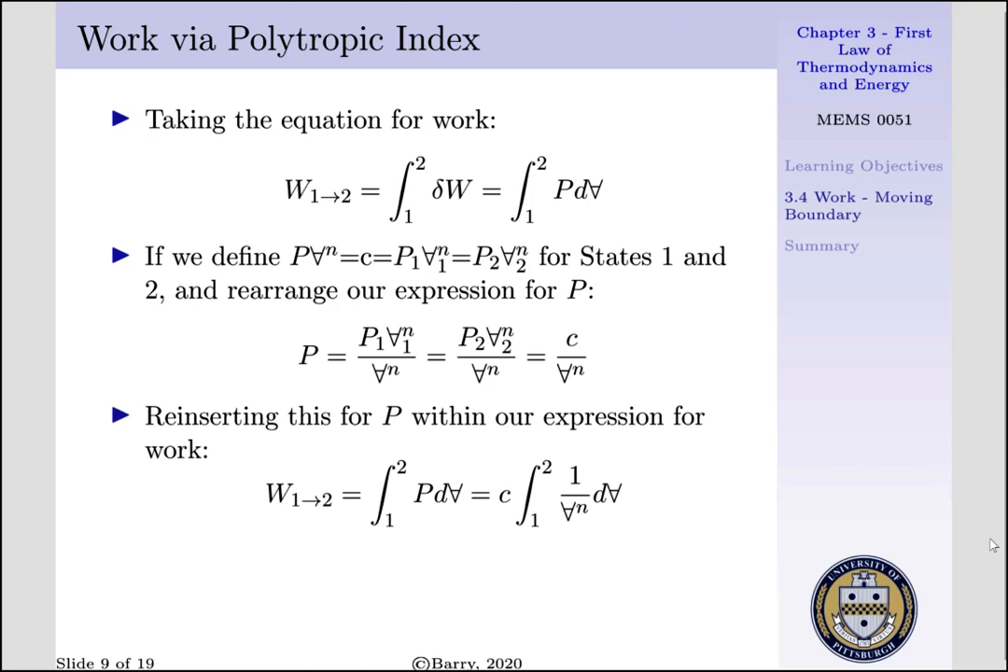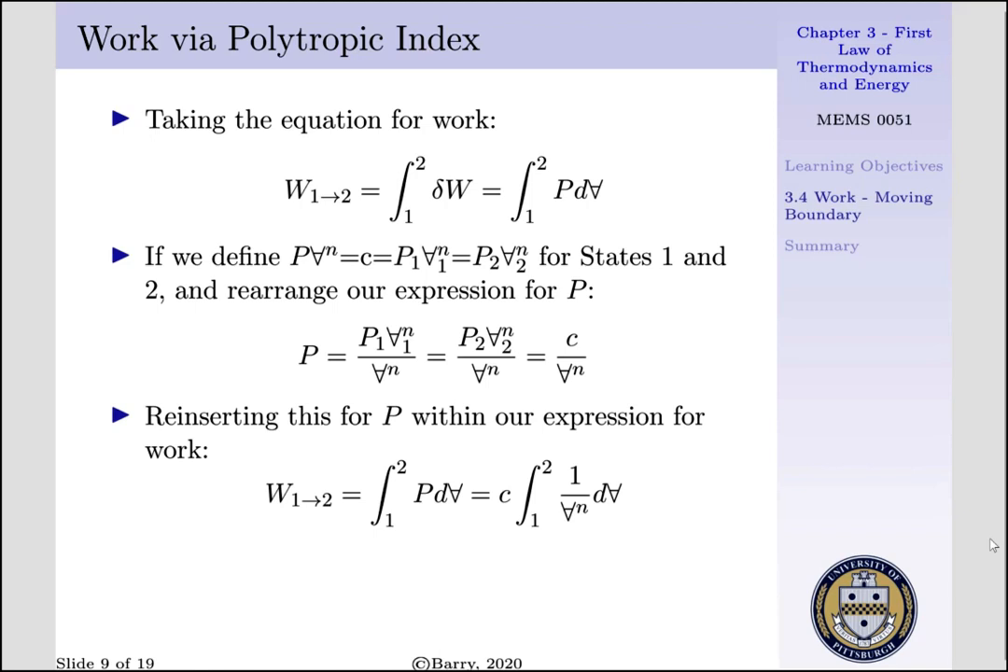Or this is equal to the integral from state 1 to 2 of our pressure, which is a function of volume, with respect to our change of volume. Now, based upon our definition of our polytropic process, P v^n is equal to constant, which means P1 v1^n is equal to P2 v2^n, which are all equal to a constant.